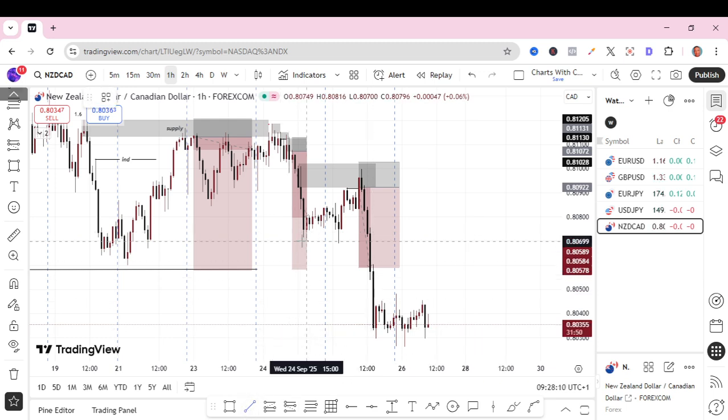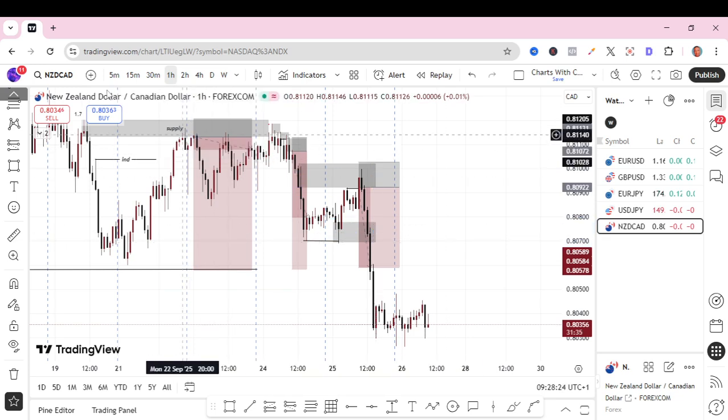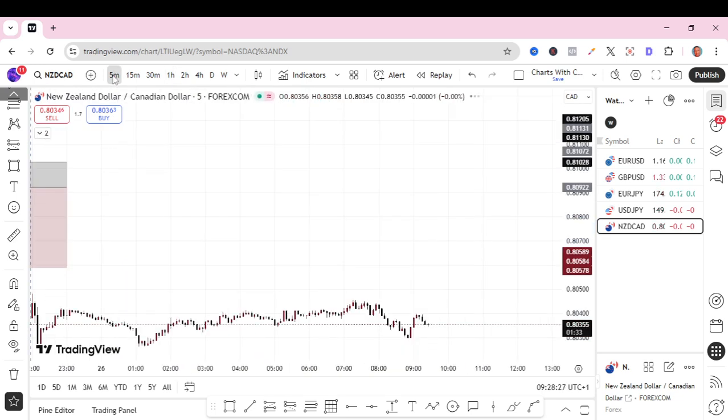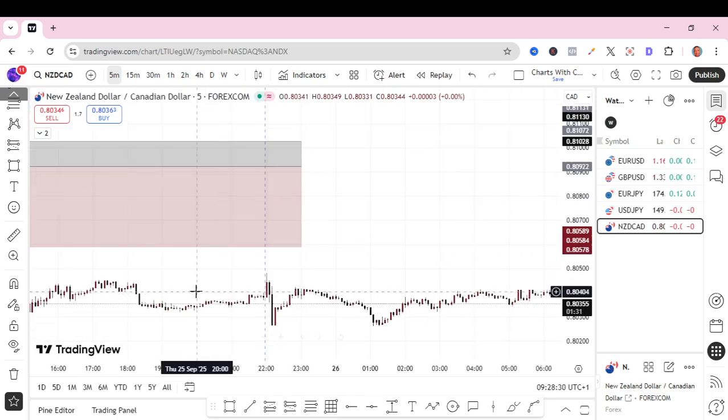Now if you look closely, this was the sweep. Now some traders would want to buy from here. Some traders would think this is a market structure shift and they start buying from here. And if you go to the 5 minutes time frame, you notice market reacted from that zone. Let me show you.